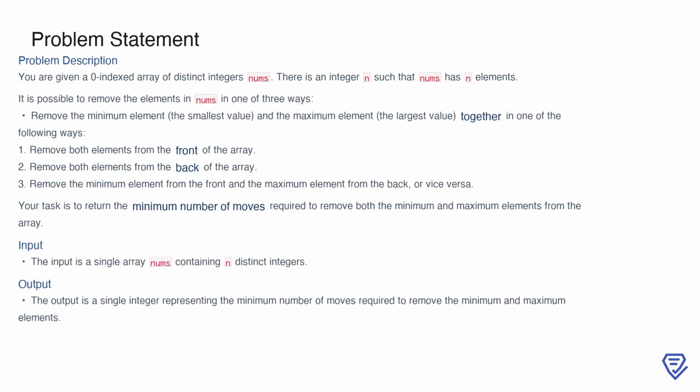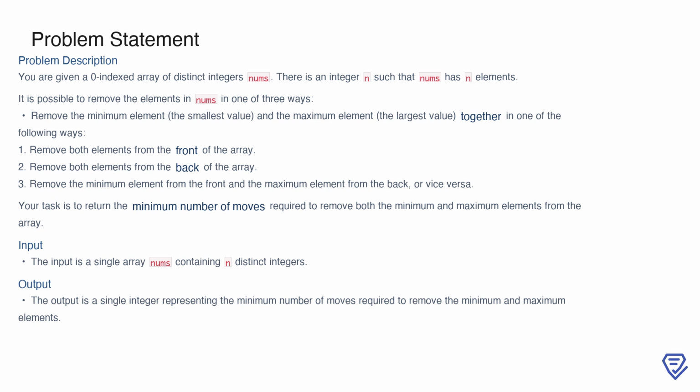In this problem, we are given a zero-indexed array called nums that contains n distinct integers. Our goal is to remove both the minimum and maximum elements from this array, but we have specific removal options to consider. These options include removing both elements from the front of the array, removing both from the back, or removing one from the front and the other from the back. The task is to determine the minimum number of moves required to remove both the minimum and maximum elements, where a move is defined as removing one element from either end of the array.